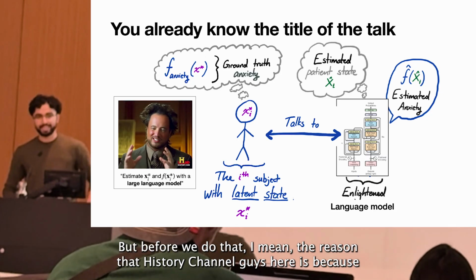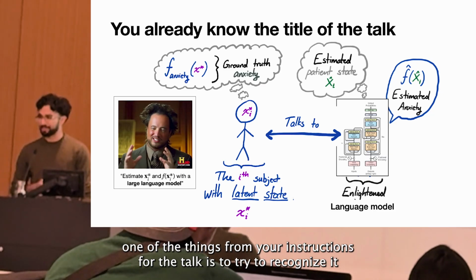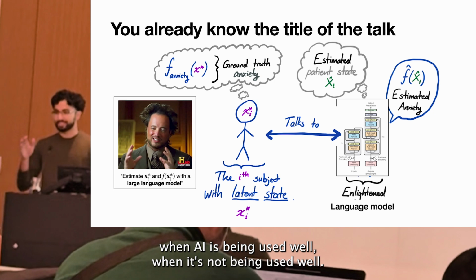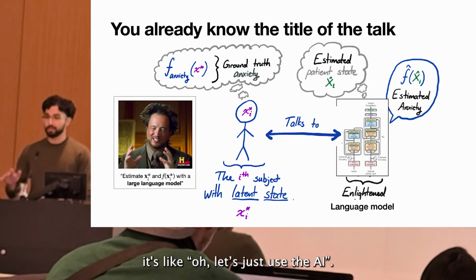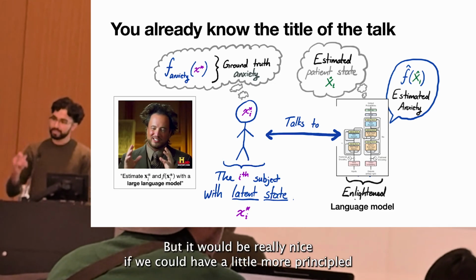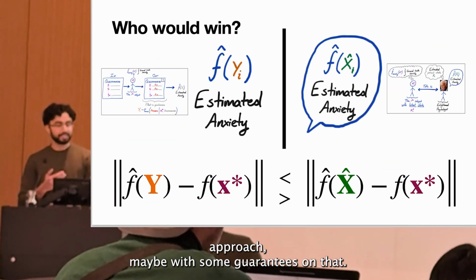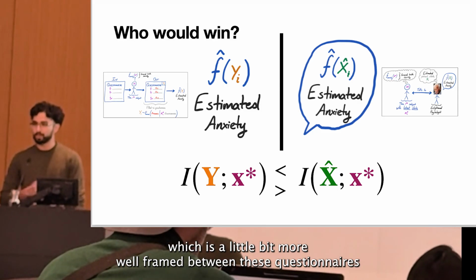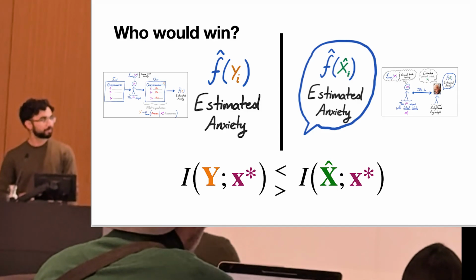But before we do that, the reason the History Channel guy is here is because one of the things from your instructions for the talk was to try to recognize when AI is being used well, when it's not being used well. And I think it's very easy to kind of jump ahead of ourselves, where it's like, oh, let's just use the AI, just upload everything to ChatGPT, just do this. But it would be really nice if we could have maybe a more principled approach, maybe have some guarantees on that. So let's get back to this question, which is a little bit more well-framed between these questionnaires and this mysterious psychologist individual.